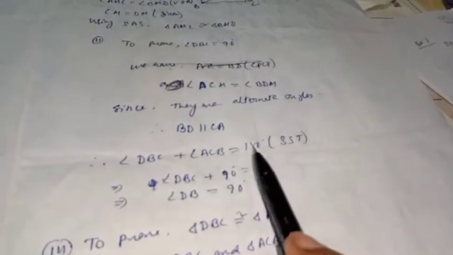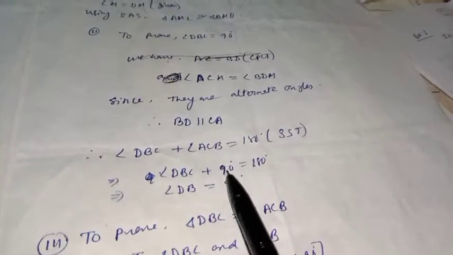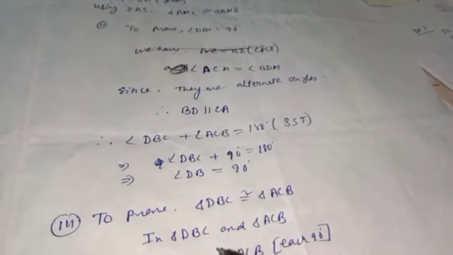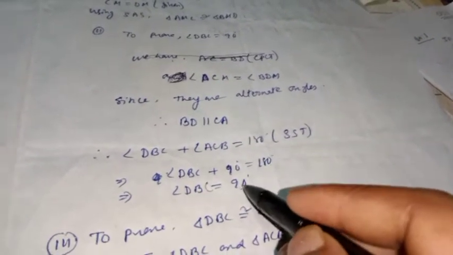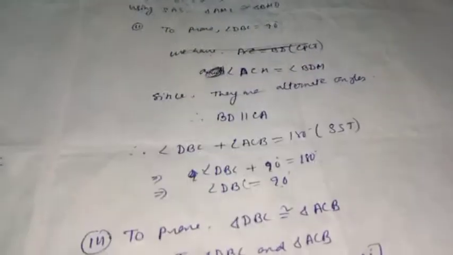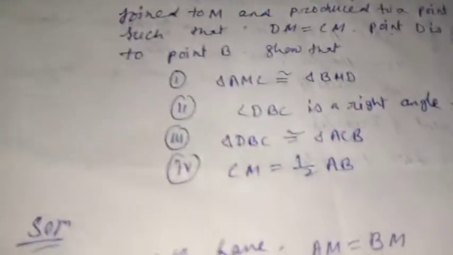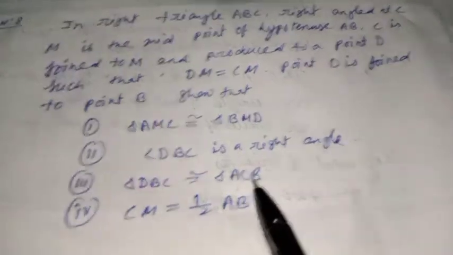So you can write angle DBC plus angle ACB is 180, SST. So ACB is 90 because angle C is 90, already given. 90 plus DBC is 180. If you transfer 90 to the right hand side, 180 minus 90 is 90. So we got angle DBC is 90. This is the second proof. Now the third one, triangle DBC congruent to triangle ACB.